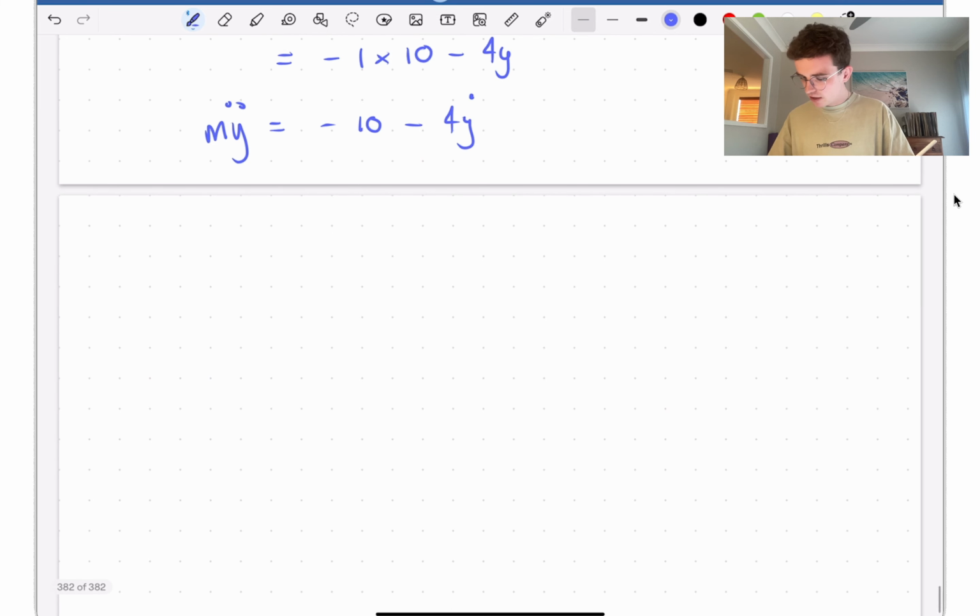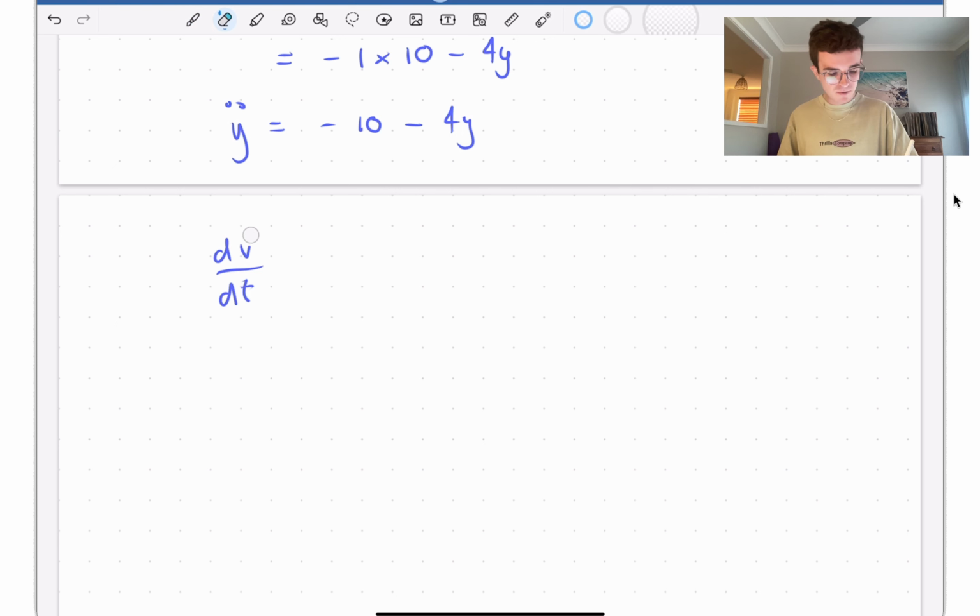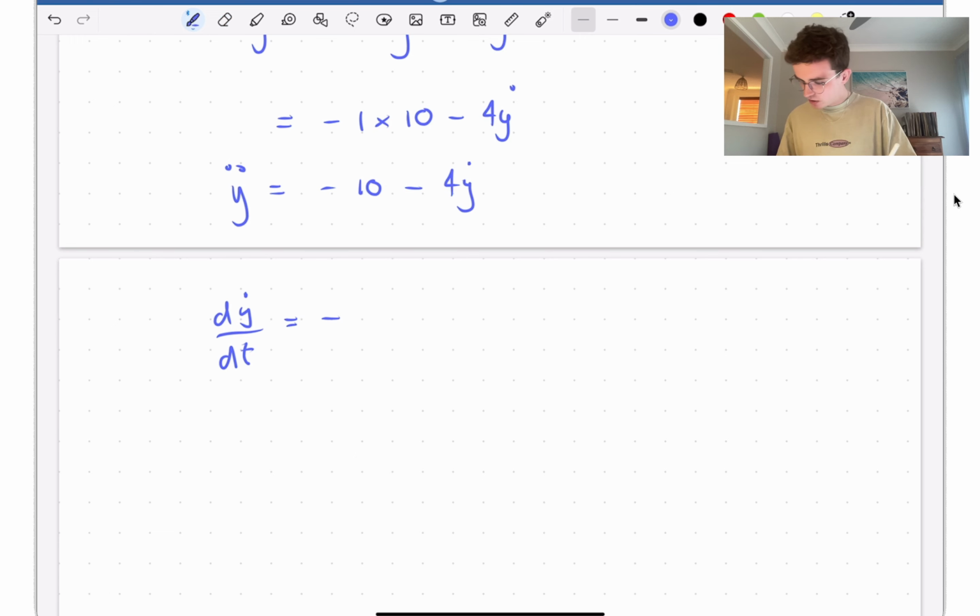And to have a go at solving that, we want y dot as the subject, but it does have to involve time. So we might realize, first of all, that the mass can be replaced with 1 because the mass is 1. So we're going to replace this with dv on dt, but v is another way of saying the differentiation of displacement, so y dot, is minus 10 minus 4y dot.